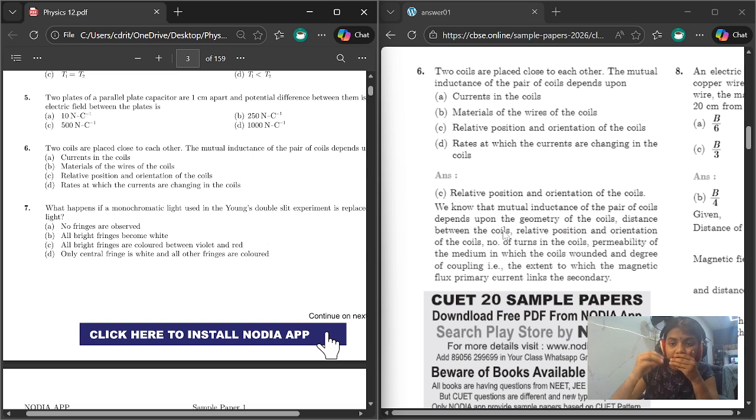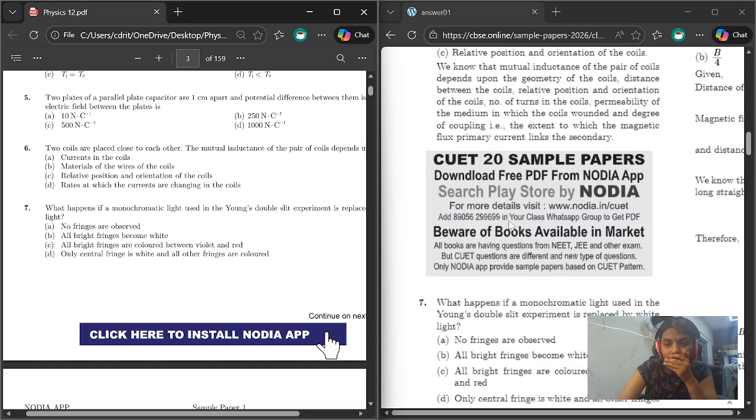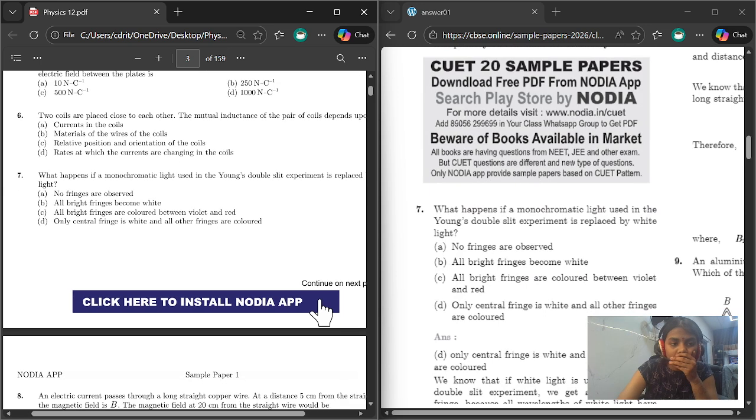We know that the mutual inductance of a pair of coils depends upon the geometry of the coils, the distance between the coils, the relative position and the orientation of the coils, the number of turns in the coils, the permittivity of the medium on which the coils are wound, and the degree of coupling, that is the extent to which the magnetic flux of the primary current links to the secondary. So next, going to the seventh one.